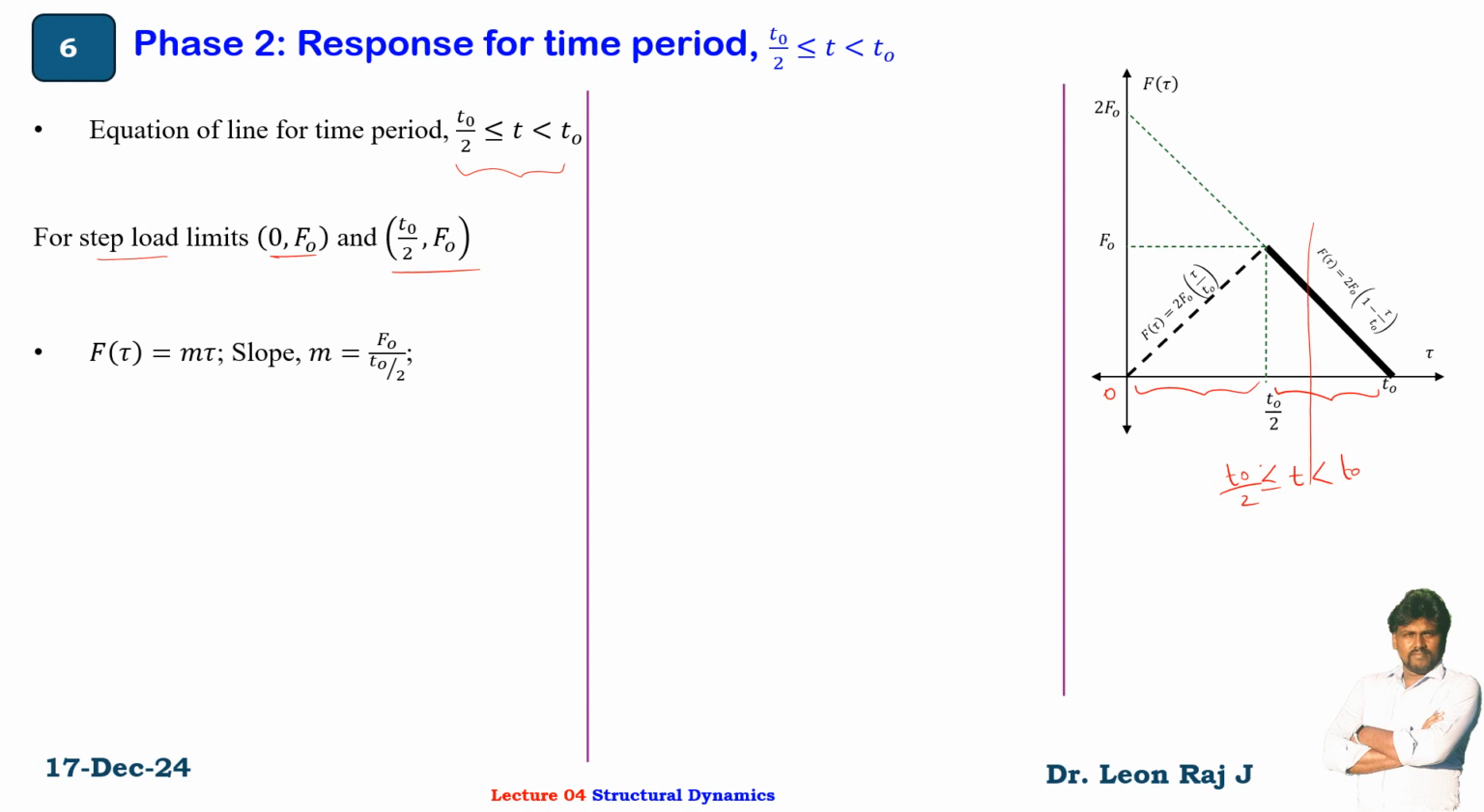Here the dotted line is the equation of line. So here slope is positive f0 divided by t0 by 2, and intercept is 0 actually. C equal to 0. So your equation of line is f of tau equal to 2 into f0 divided by t0 into tau. So your forcing function or forcing term is 2f0 tau divided by t0.